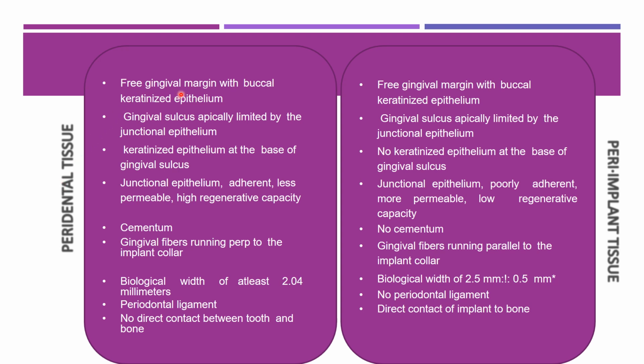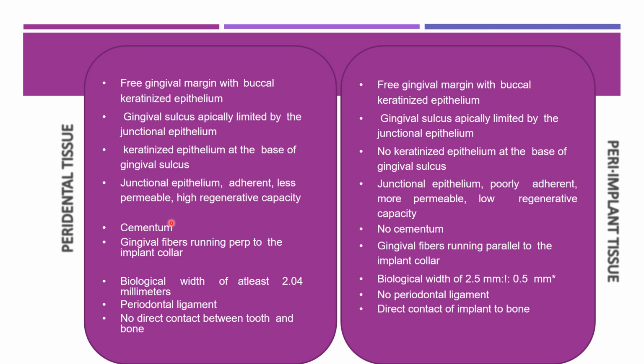Free gingival margin with buccal keratinized epithelium. Both the areas will have it, and the gingival sulcus is apically limited by junctional epithelium. It is the same in both cases. Keratinized epithelium at the base of the gingival sulcus in one, whereas no keratinized epithelium at the base of the gingival sulcus in the other. And you can see that the junctional epithelium around the tooth surface is adherent, less permeable, with high regenerative capacity, whereas in the implant it is poorly adherent, more permeable and has low regenerative capacity.